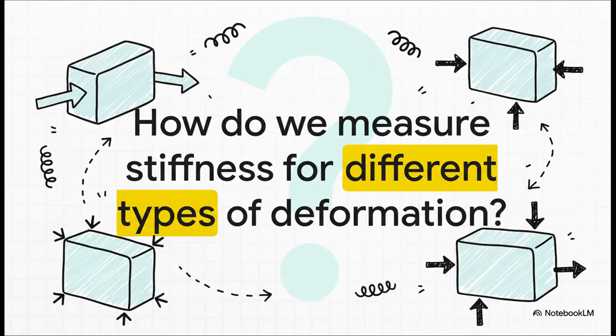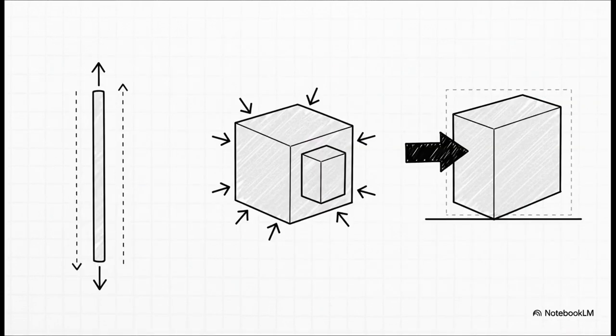But here's a good question. Does one size fit all? I mean, is measuring stiffness for stretching a wire the same as measuring it for, say, squishing a ball from all sides, or for twisting something? The answer is nope. It turns out we need a different kind of modulus for each different type of deformation. And for NEET, you need to know these three big ones.